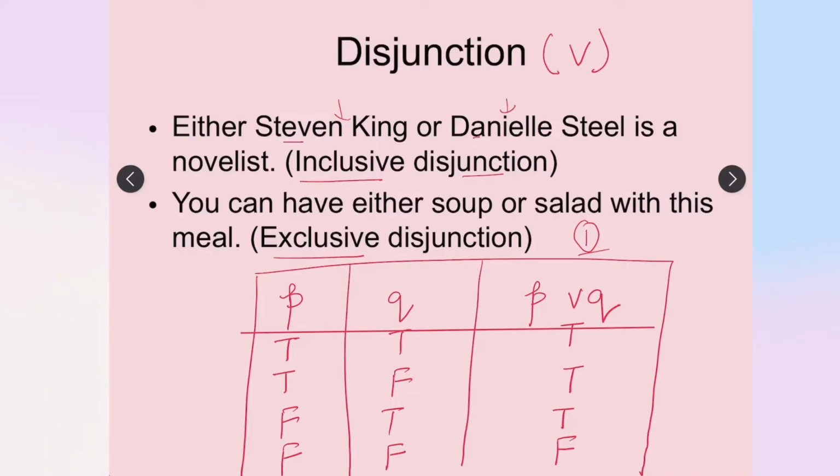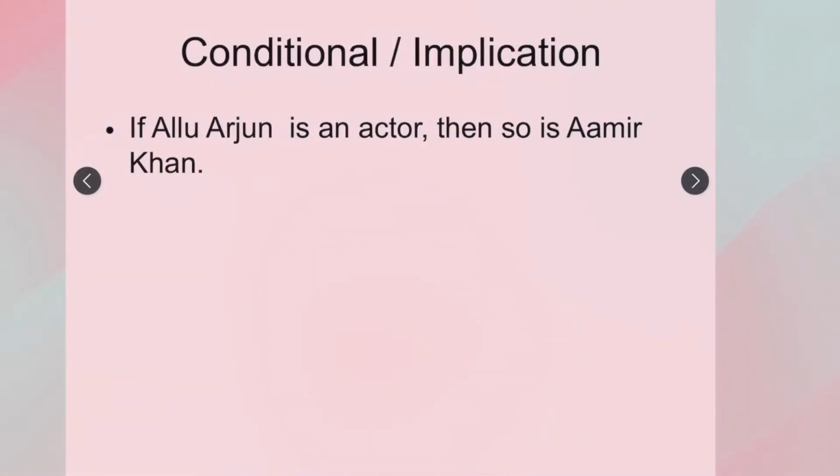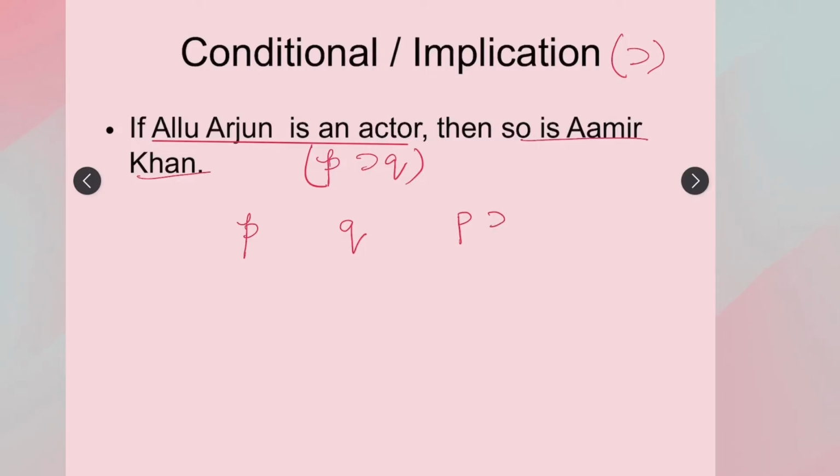So this is the table for disjunction. Now let's see the next condition, which is conditional or implication. Here we use the sign horseshoe. So if Allu Arjun is an actor, let's say we take this as P, then so is Aamir Khan, Q, and it becomes P horseshoe Q. And its truth table will be P, Q, P horseshoe Q.